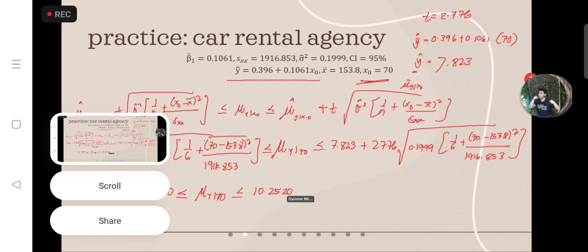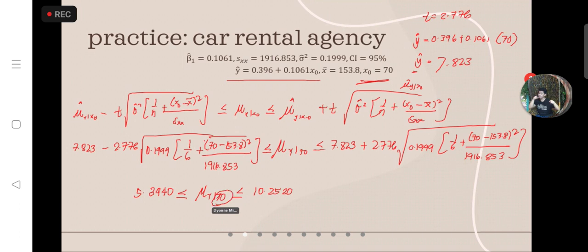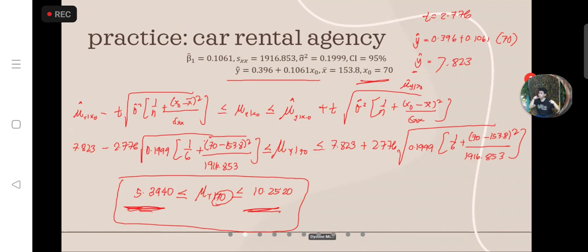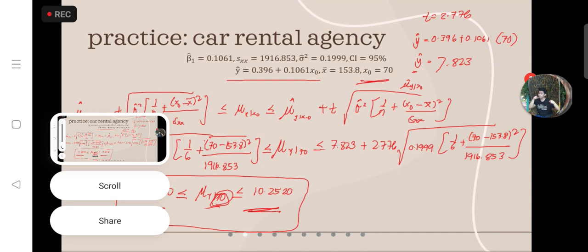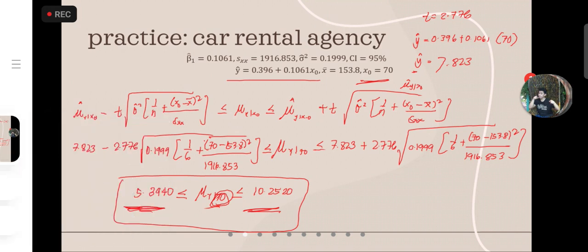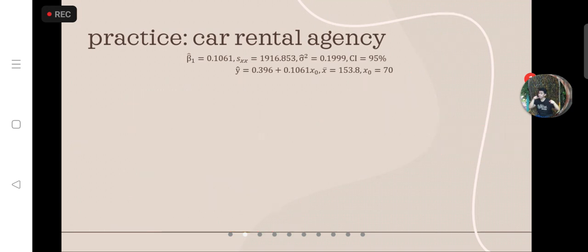So therefore, our mean, if x is 70, falls between 5.3940 and 10.2520. So this is our confidence interval for our mean when x is 70. Okay. So we already have our confidence intervals for slopes, for the intercept, and for the response. What's next is predicting the new observation. So let's predict the new observation.